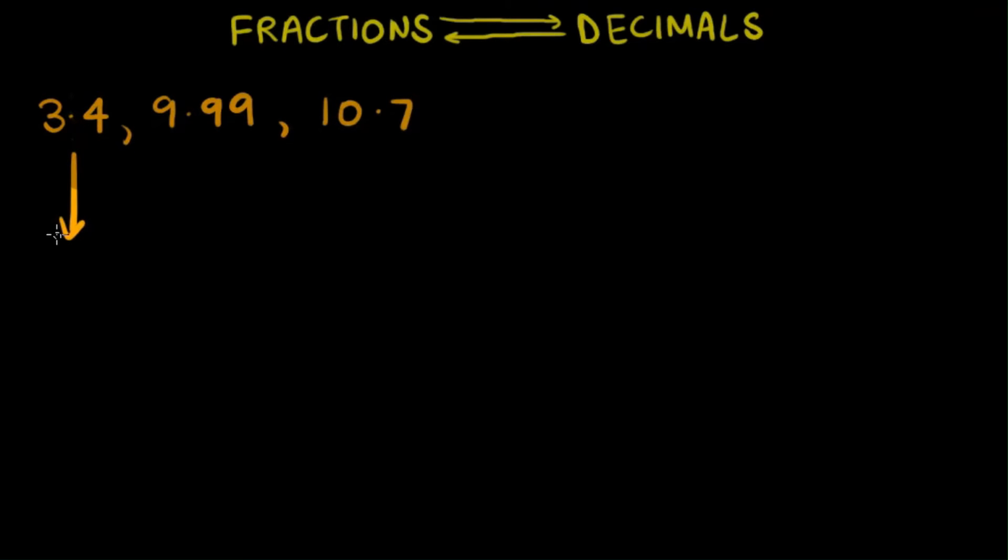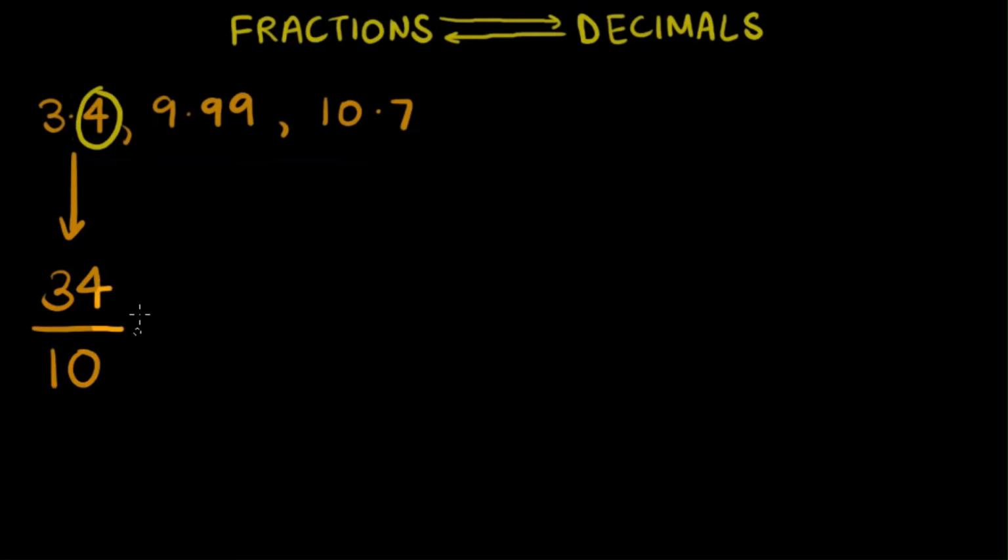There's a trick to do this. You remove the decimal point and write the number as it is. So I have 34. Then I look at the number of digits after the decimal point, which will determine the number of zeros after 1 in the denominator. Now there's only one digit after the decimal point, so that will be one 0 after 1.